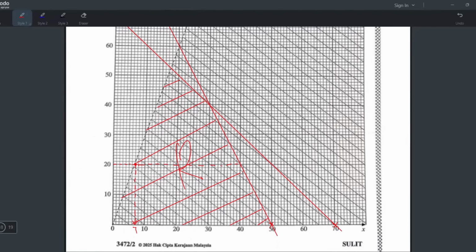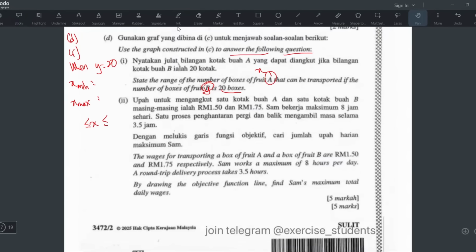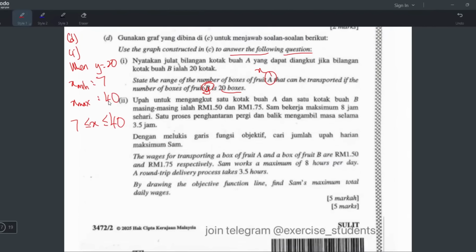Okay, yang ni boleh ambil on the line. Sebab dia bukan dash line. Dia solid line. So yang ni boleh ambil on the line. So it's 40 lah. So the range is 7 to 40. Macam tu. Okay. So 7 sini, 40 sini. So the minimum is 7, maximum is 40.